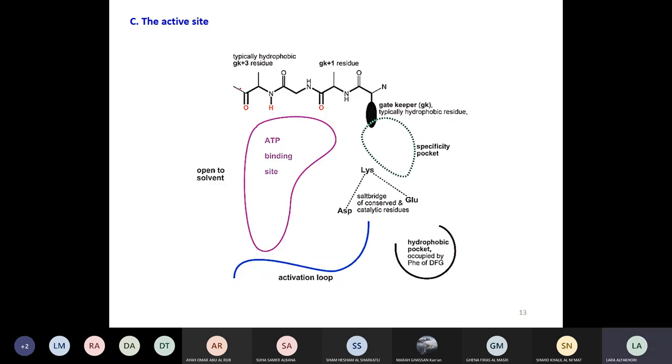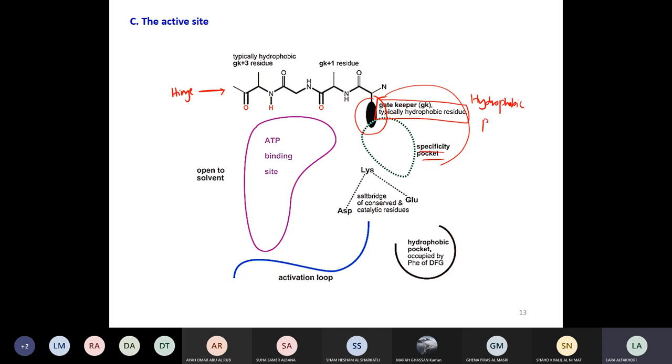Now along the hinge region, this is a segment of the kinase structure. Those amino acids are the backbone of the hinge region. Along it, there is a residue called the gatekeeper residue. Gatekeeper, what does it mean? As if it's protecting a room or a pocket. The gatekeeper residue is present in the front or at the beginning of a pocket, which we consider a hydrophobic pocket, or a specificity pocket.